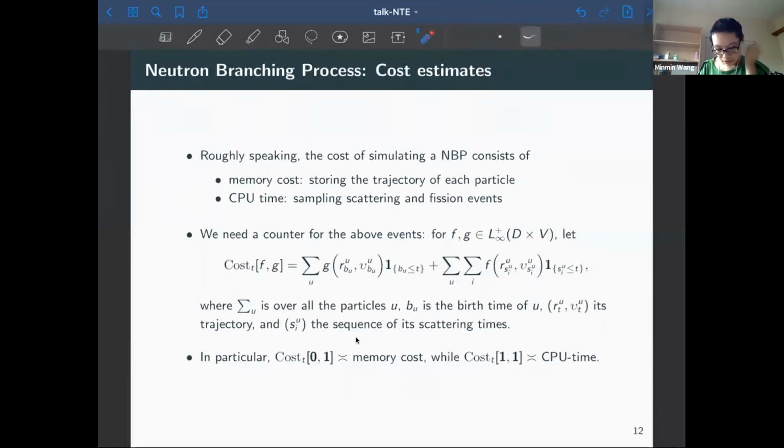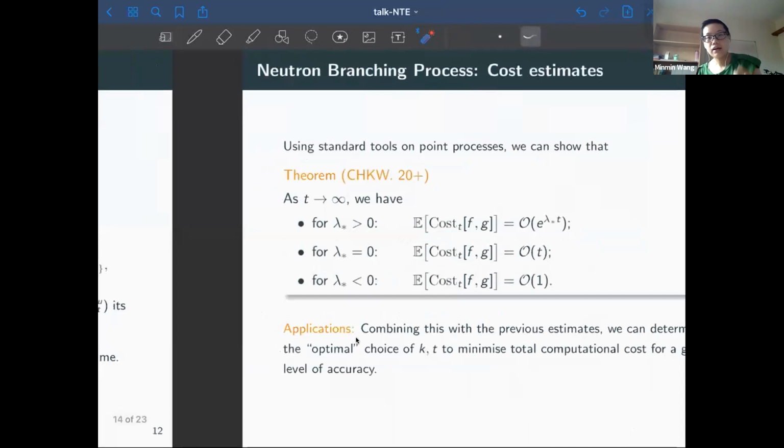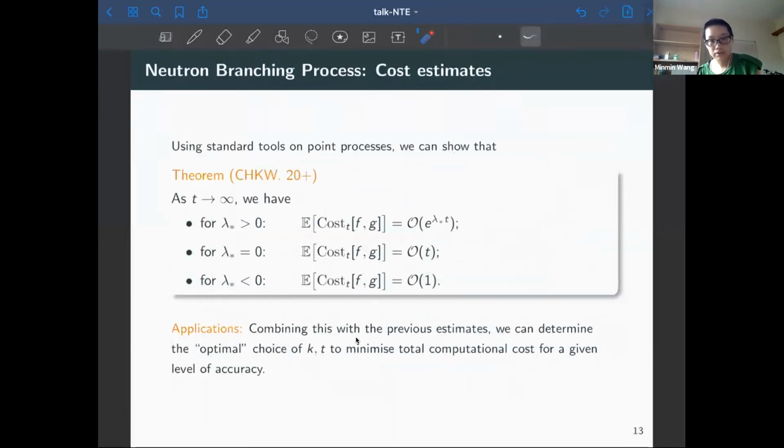Of course, if you take some simple examples and put constant functions, let's say f equals 0 and g equals 1, then this will give you some rough estimate for the memory cost. And if you put both of them to be 1, this gives you some estimate of the CPU time. Okay, so that's the cost function, and we want to know how this cost function increases over time.